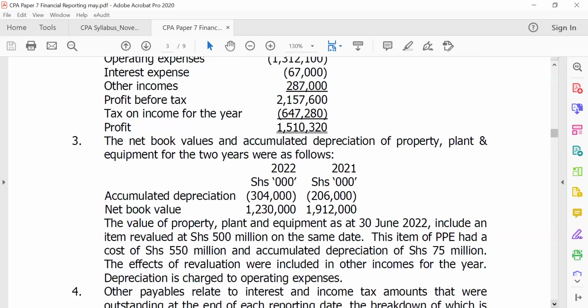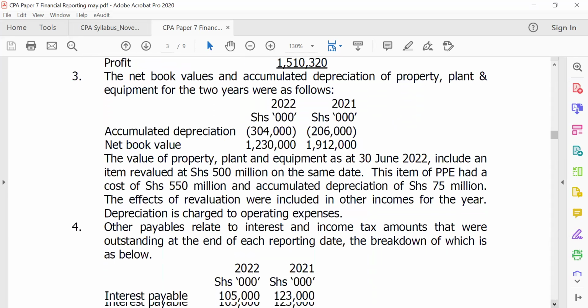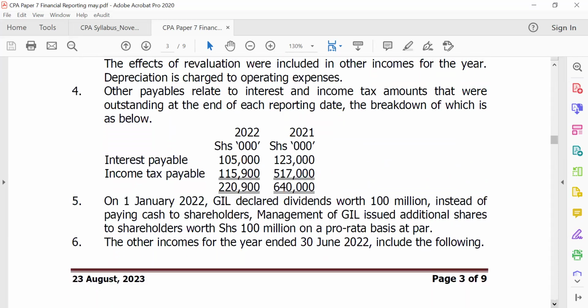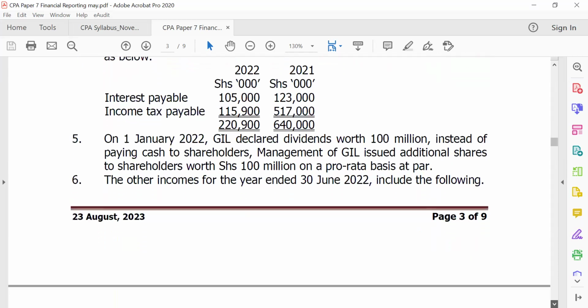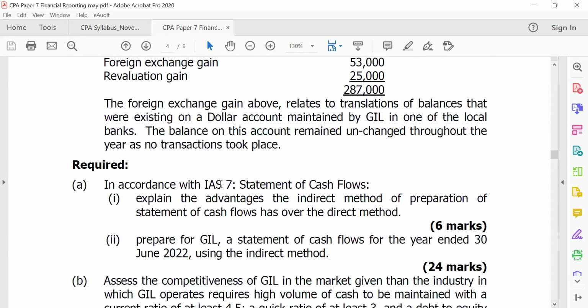Then they have also given you values of depreciation, right? They have also given you aspects of income tax amounts. And then there is dividends, and so on. Then they're asking you to, in accordance with IAS 7 statement of cash flows, to explain. So there's some theoretical element here, but then the key part is for you to be able to prepare your statement of cash flow for the period ended 30th June 2022.